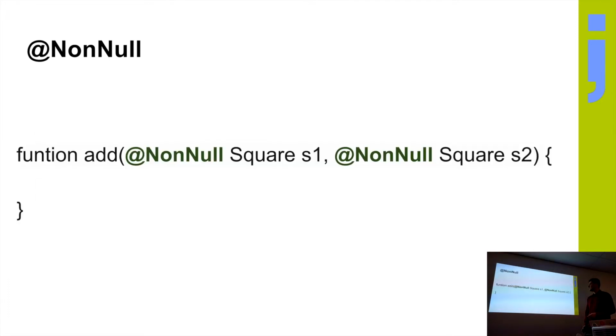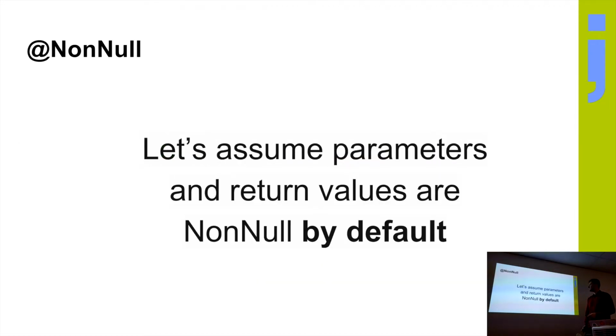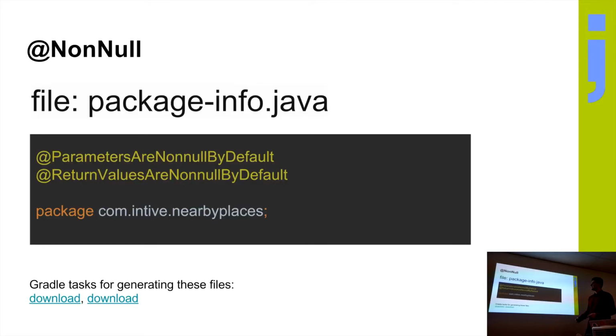And we ended up doing non-null annotations for every possible parameter in a function, and that was tedious, obviously. So we did that approach assuming that parameters and return values are non-null by default. And we did that by generating package info files for every single package in our application. And to ease up the process and exclude it from Git, we actually wrote some Gradle tasks that automated it for us.